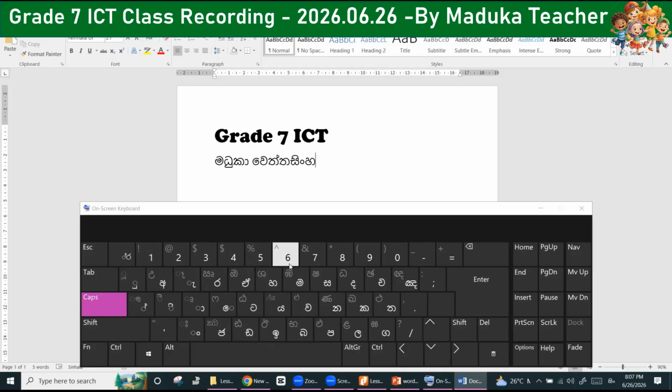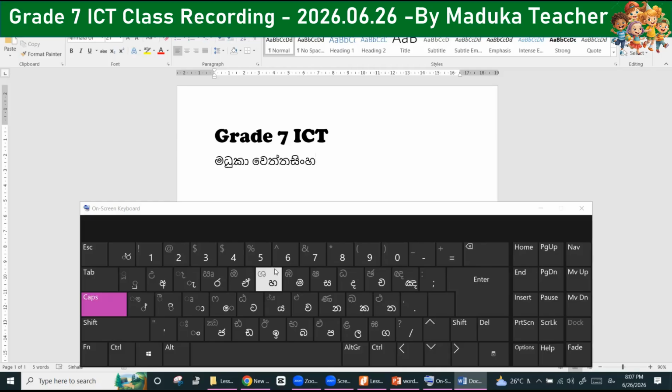Without pressing the keys, we can type. We call it touch typing. It's very easy and accurate. Is it clear to you, everybody? Yes, teacher.